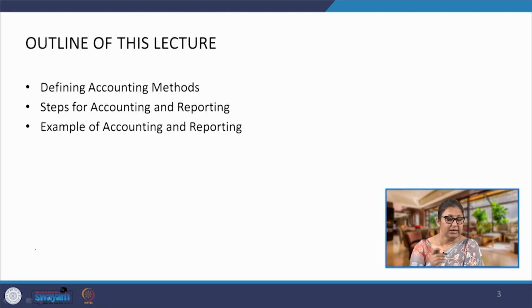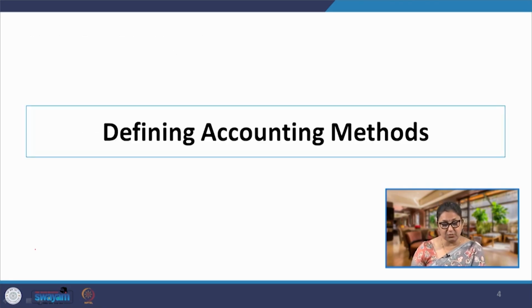In this lecture, we are going to be looking at the definitions of accounting methods, what are the different accounting methods, and then steps for accounting and reporting, and quickly looking at a few examples of how the GHG emission reduction can be accounted and reported. So, there are examples of how people have already done it. So, starting with the lecture today, we are going to look at the accounting methods.